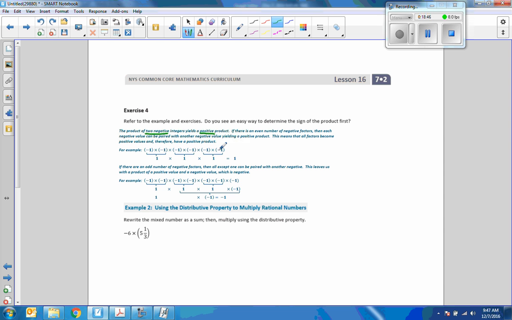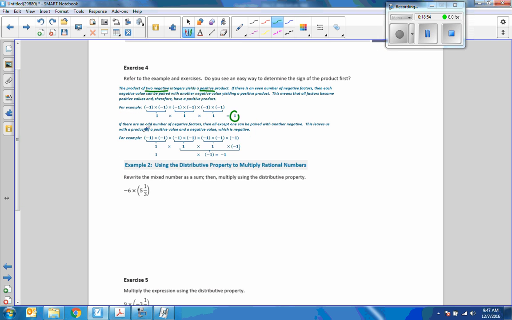There were 1, 2, 3, 4, 5, 6 negatives, which is even, which gives us a positive product. Here I have 2 that became positive. Here I have 2 negatives that became positive. Here I have 2 negatives that became positive, but now I have this 1 negative all by itself that stays negative. So now I have a positive times a positive, which is positive. Positive times a positive, which is positive. And then finally the positive times that 1 negative will give me a negative answer. So I have 1, 2, 3, 4, 5, 6, 7 negatives, and it yields a negative.